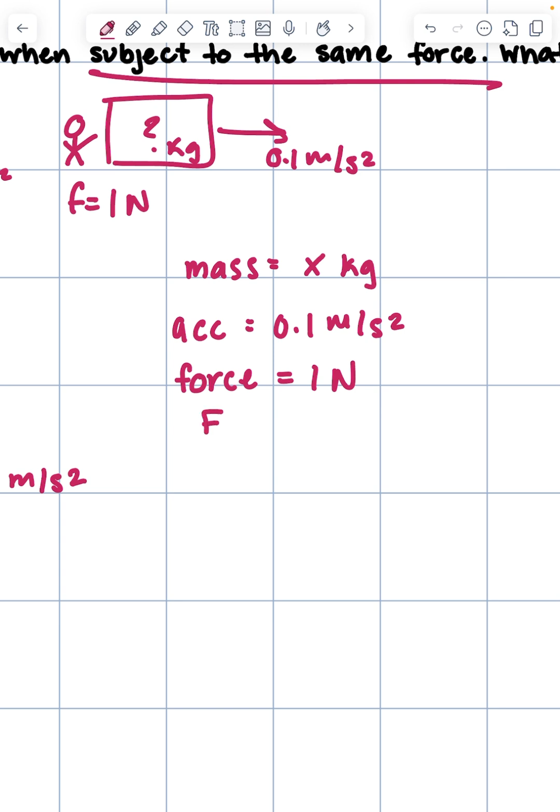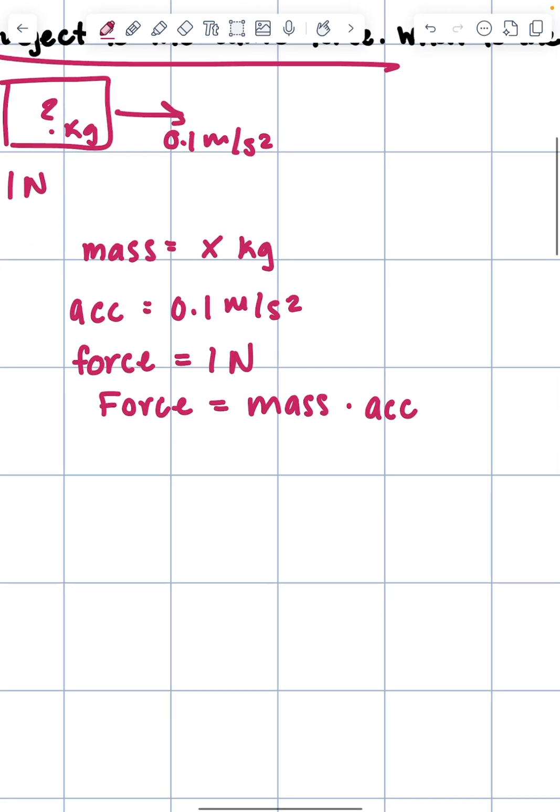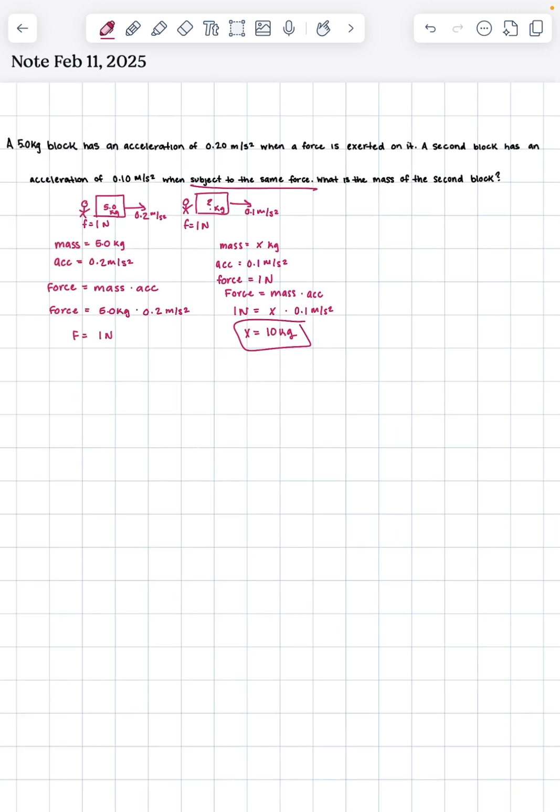So we can use that same equation, force equals mass times acceleration. We know the force is 1 Newton, mass is x, and acceleration is 0.1 meters per second squared. X, or the mass, will end up being 10 kilograms. And that's what we're trying to solve for. That's how I would solve that question. If you're given same force and you know the mass and acceleration of one and the acceleration of the other, you can just set them up and solve like that.